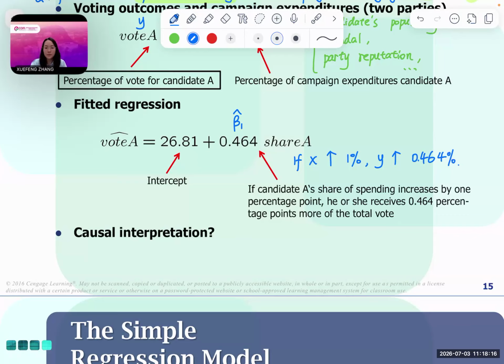Okay, and here beta 0 hat, which is 26.81. This means that if candidate A spends 0% of total campaign money, predicted to get 26.81% of votes. That means this candidate still gets some votes just from party loyalty, name recognition, etc. Okay?